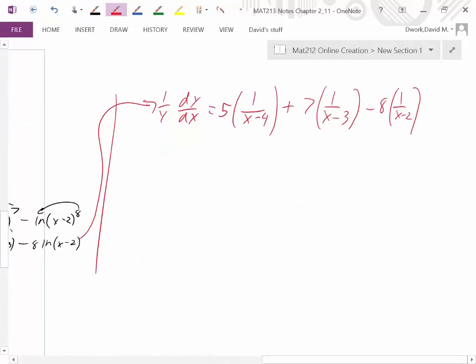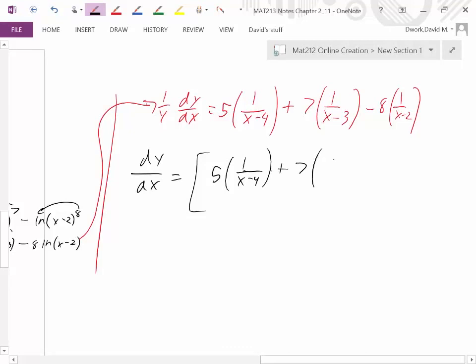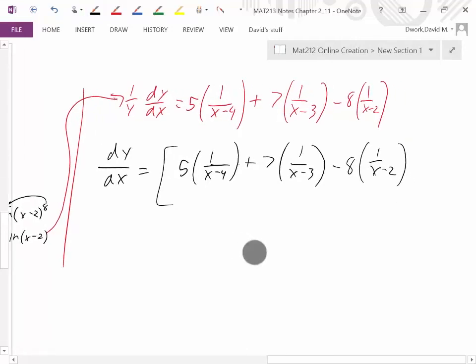All right, now what? We're almost done. Our derivative is all written on the page. We just got this 1 over y multiplying dy/dx. So let's go ahead and multiply that to the other side. So that's going to give me dy/dx equals 5 times 1 over (x minus 4), excuse me, plus 7 times 1 over (x minus 3), minus 8 times 1 over (x minus 2), all of that times y.